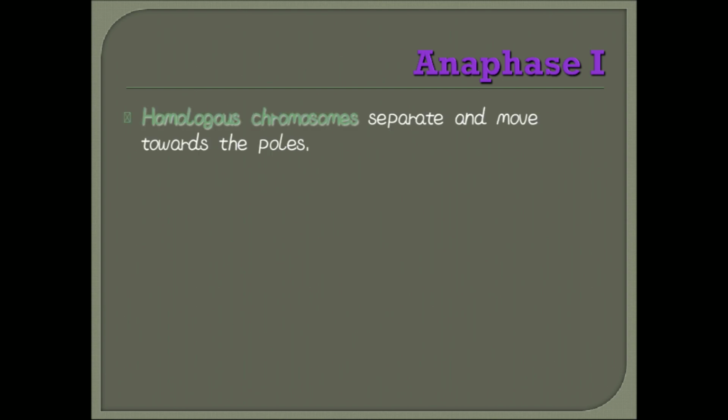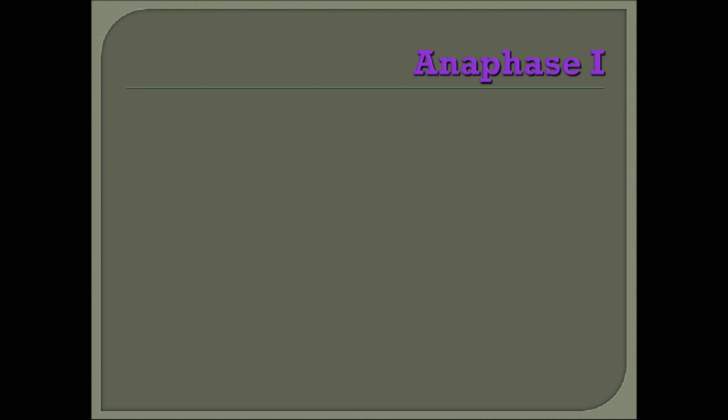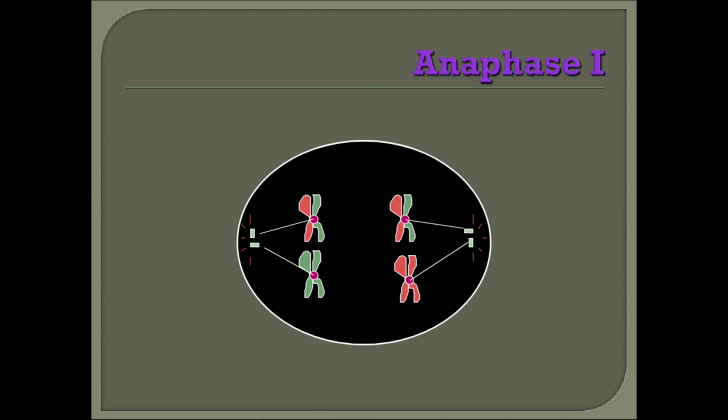Now let us discuss anaphase first. Homologous chromosomes separate and move towards the opposite poles in anaphase. Because of the spindle fibers, the homologous chromosomes migrate towards the opposite poles, and the sister chromatids remain attached at their centromere. This diagram shows anaphase first. Here the chromatids, with recombination, sister and non-sister, move towards the opposite poles.